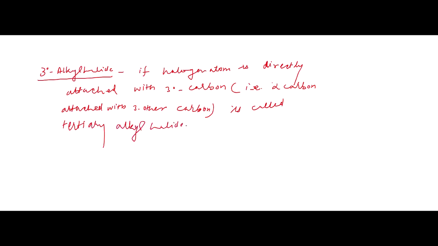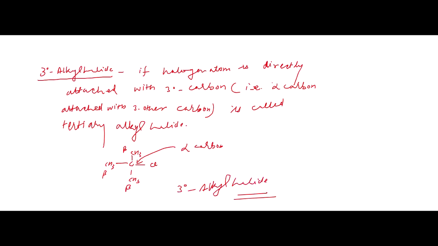Example: this is the CH3. Here is CH3. This is CH3 and here is Cl. So you see this one, this is the alpha carbon, and alpha carbon is attached with 3 beta carbon. So it is 3-degree alkyl halide. This is the 3-degree alkyl halide. Can you understand this? Yes. I'm erasing now.